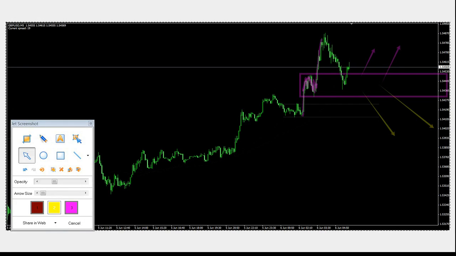After that, I'm looking for the obstacles. Is there a hook we're hitting? Is there a resistance area we're hitting? Is there a trend line that we're coming up to, or something like that? But if we apply the morning routine upon cable, it just becomes really, really easy.